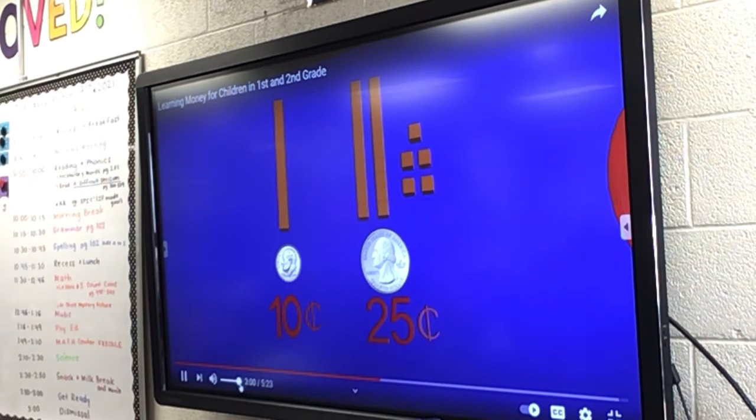Okay. Can you tell me which coin is worth more, the dime or the quarter? What is it, guys? 25. The quarter. Yep. The quarter is worth more. We can see that the dime is worth 10 of these blocks, and the quarter is worth 25 of these blocks. A quarter is worth more than a dime.